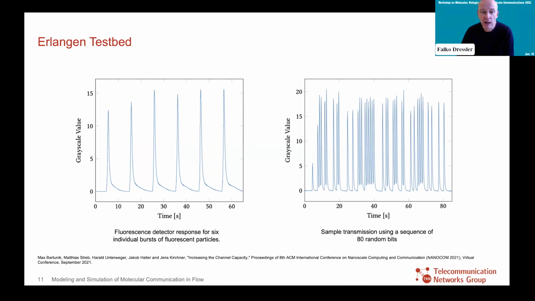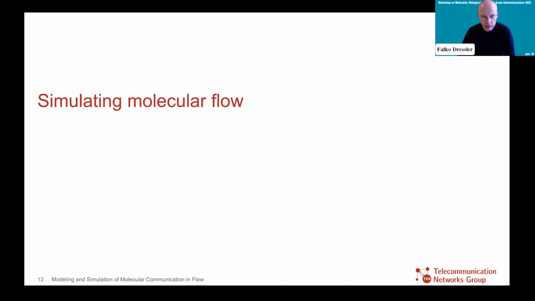you can see on the left-hand side the channel impulse response for some of these particles. On the right-hand side, you even see a sequence of transmitted bits. Actually, it's 80 bits that are currently transmitted. And fortunately, already visually, you can observe the communications here. And the group in Erlangen is currently working on increasing capacity for the communication on this flow experiment.